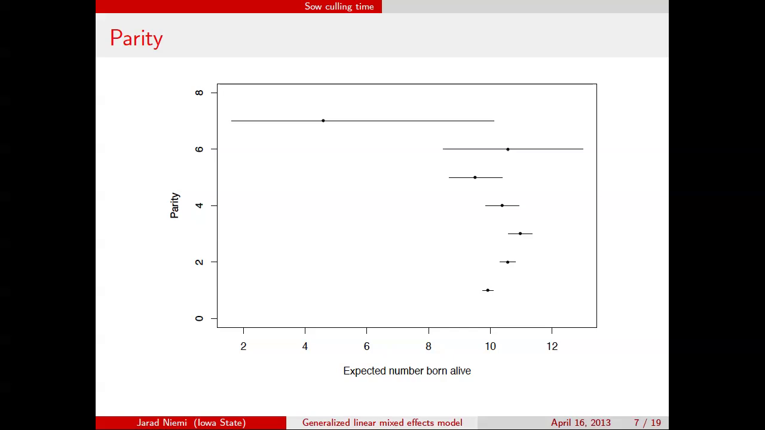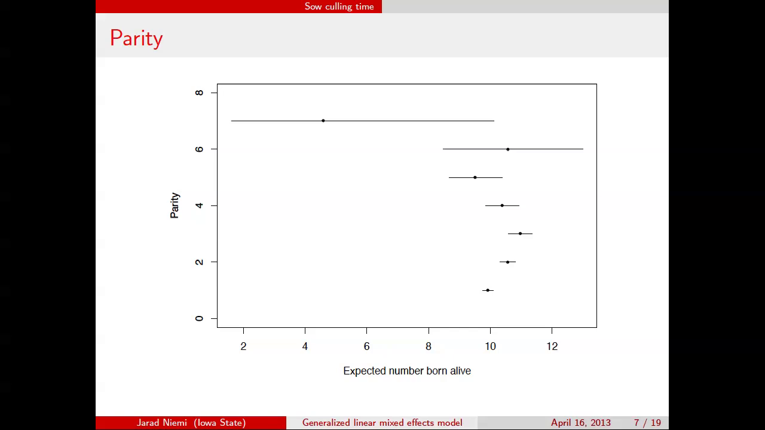How about these credible intervals? Why is 1 so small and 7 so big, and it seems to monotonically increase? Sample size, exactly, right? Remember that the median parity was 1, so we have a whole bunch of sows at parity 1. How many did we have at parity 7? 1. Nice, you remembered that, right? I think that there were like 6 or 7 at parity 6. Right? So, yes, these credible intervals are exactly related just to the sample size that we have at each of those parity levels.